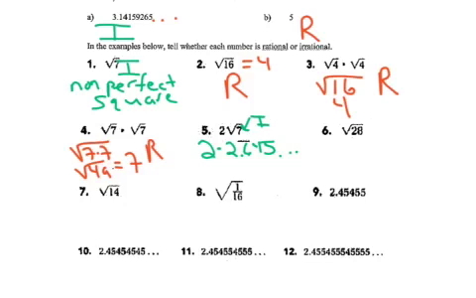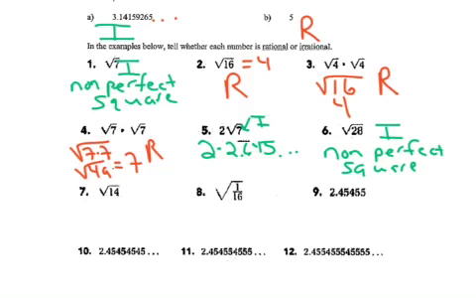The square root of 28 is also irrational because if I figure that out in my calculator, it's a number that is non-terminating and non-repeating. It goes on forever, and this is a non-perfect square.